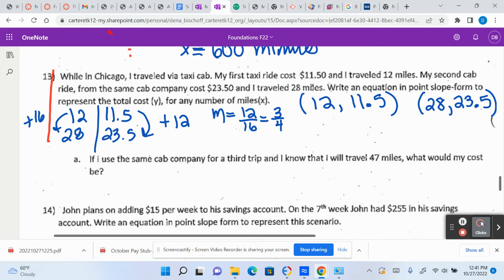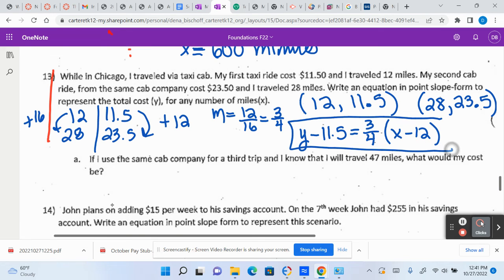Does it matter which point we choose? No, it doesn't. Eli, which point are you using? 12 and 11.5. Go, Eli. Y minus 11.5 equals my slope, 3/4 times the quantity x minus 12. Good job. Perfect.